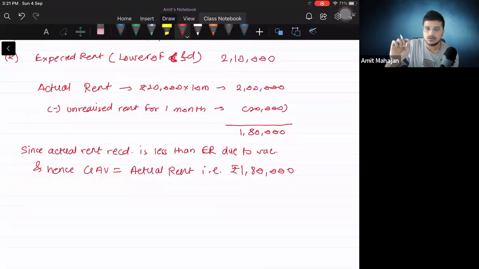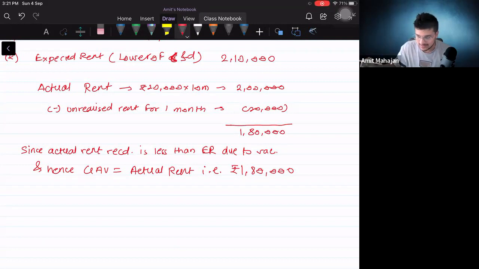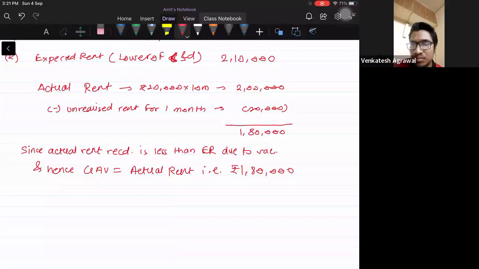We have just given them the crux of it, that right now my actual rent is lower than the expected rent due to vacancy, and that's why GAV is this. If you want to write, you can add one more thing. As per the provisions of Income Tax Act, if the actual rent is lower than the expected rent due to vacancy, then the actual rent will be considered as GAV. We can add one more point, but even if we don't write it, it will go on. There is no problem, write vacancy.